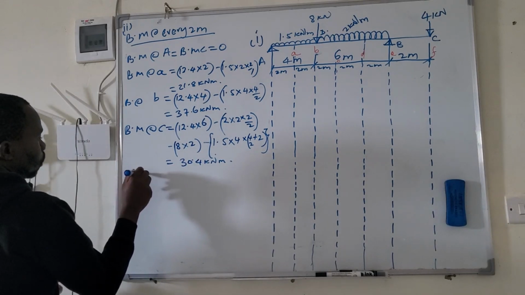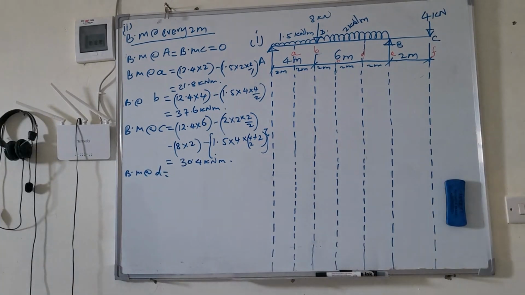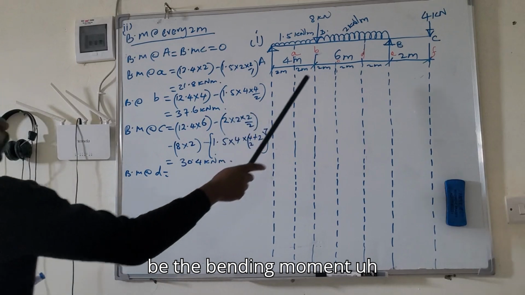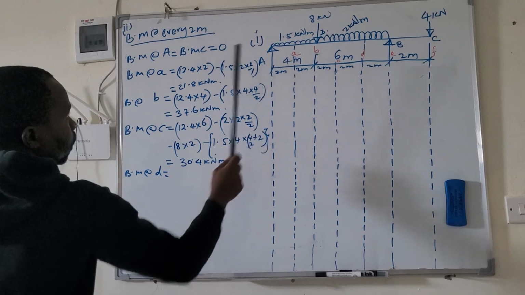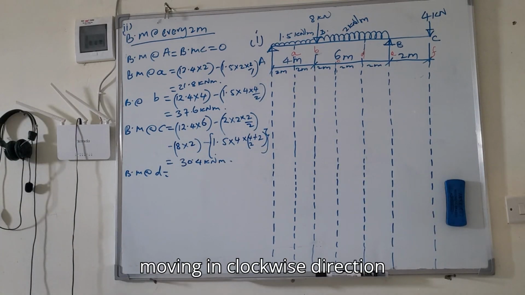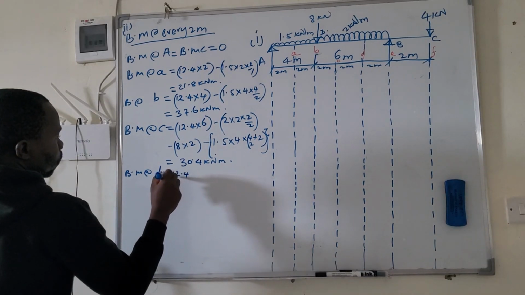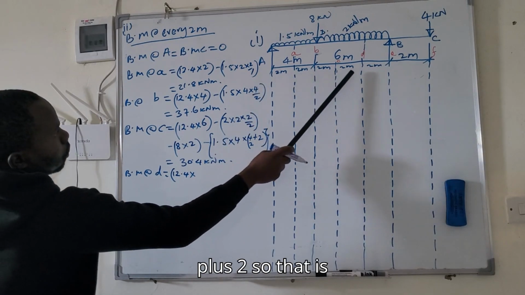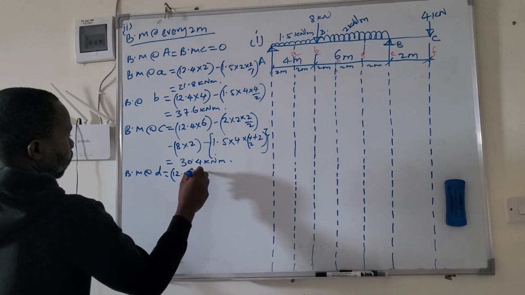So this one, bending moment at D. So the bending moment at D will be, we are at this point, D. So it will be RA moving in clockwise direction times the distance, so that is 12.4 times the distance, 2 plus 2 plus 2 plus 2, so that is 8 times 8.